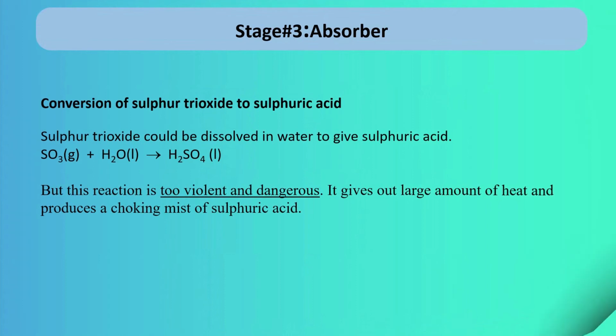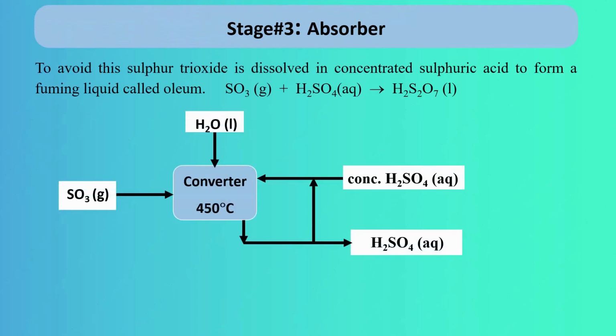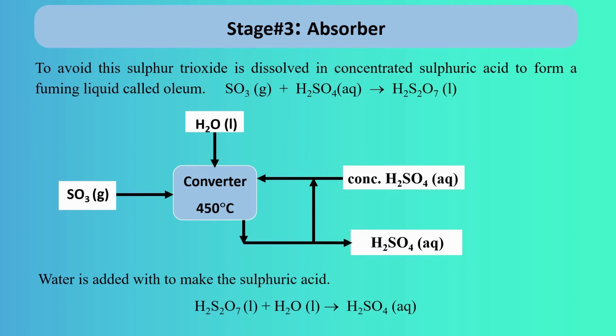To avoid this, sulfur trioxide is dissolved in concentrated sulphuric acid to form fuming sulphuric acid, which is called oleum. Water is added to make the sulphuric acid. This sulphuric acid is collected in storage and a little amount is recycled to the converter again.